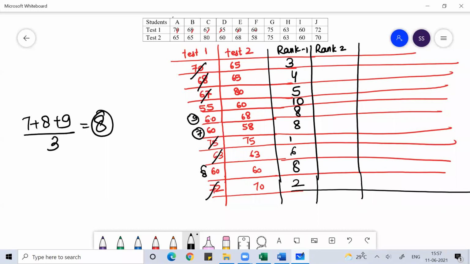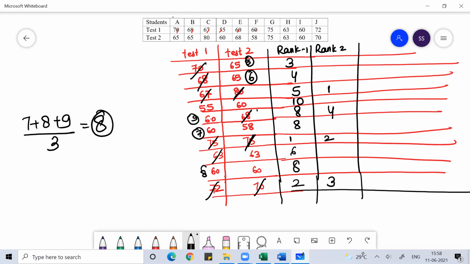Similarly, if you see the second one, the largest I think is 80, is it? Largest I can see 80. Then I can see 75. Let me know if I make a mistake anywhere. Then 70, then the fourth one is 68. Then there's a tie between rank 5 and rank 6.